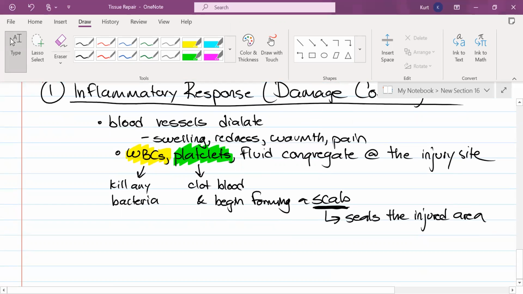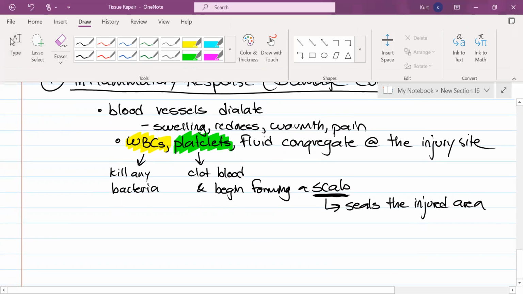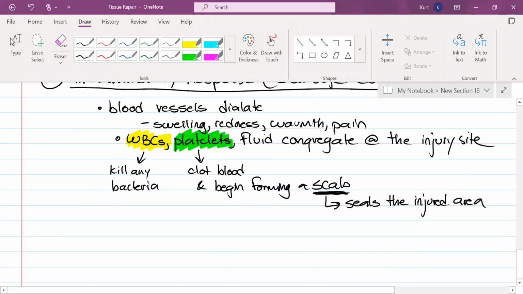Well, a scab is a temporary fix. If a tree fell into my bedroom window, I'm going to have to board it up. I'm not going to make that permanent. It's just until I can actually fix it. That's what a scab is generally going to be.